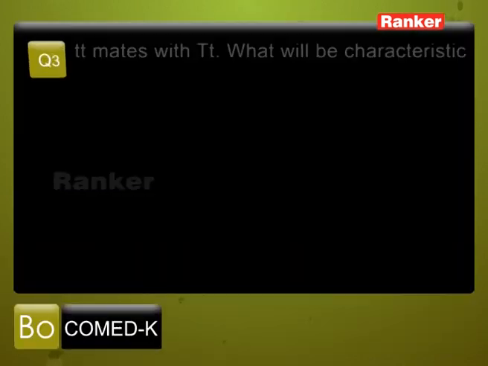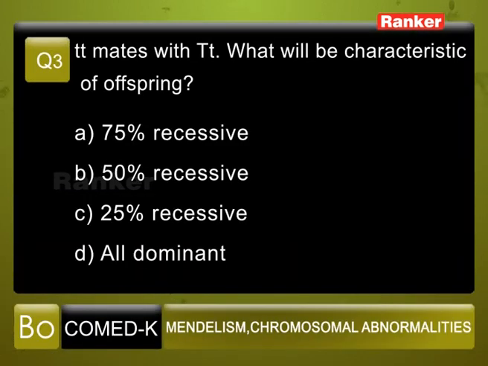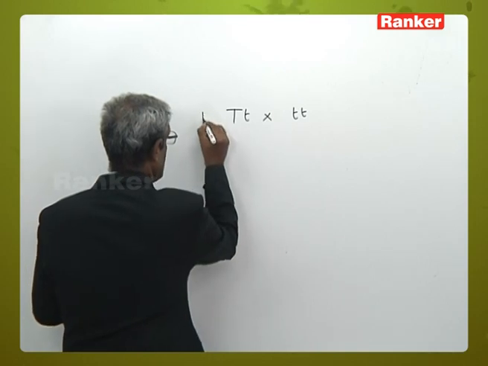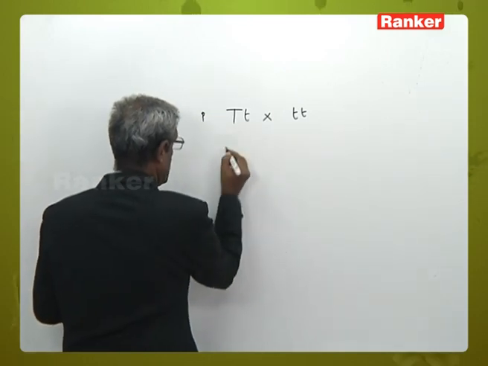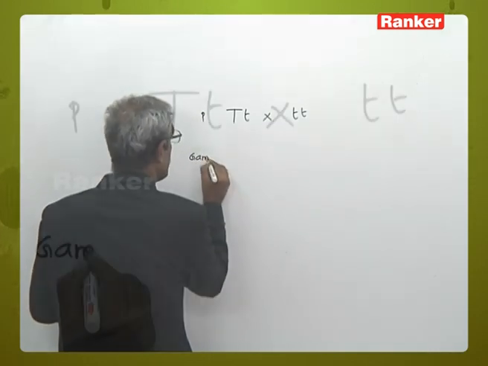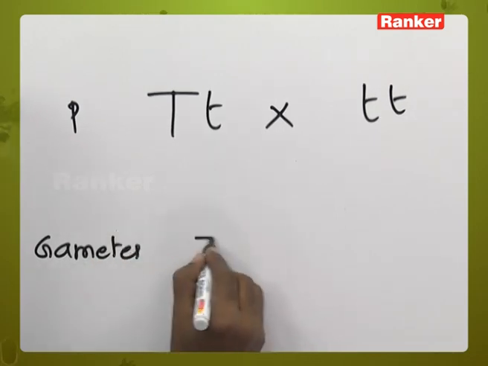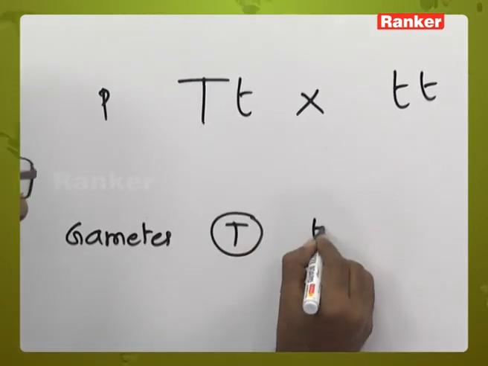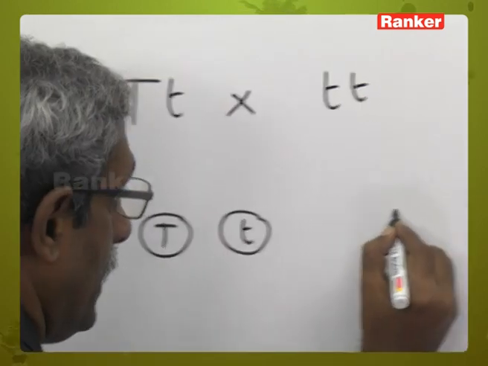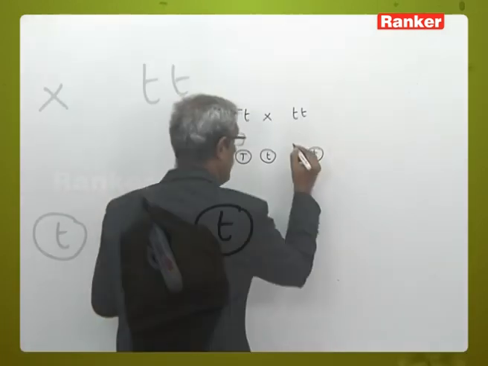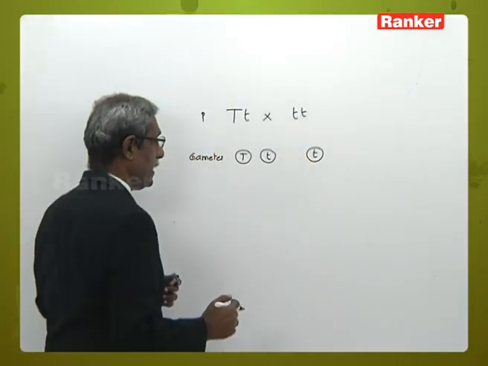The third question says, what happens if there is a mating between a capital T, small t and a small t, small t? What will be the characteristics of the offspring? So, if you take them as the parents, from this side we have the gametes, a capital T and a small t, and similarly we have a small t from the right hand side.